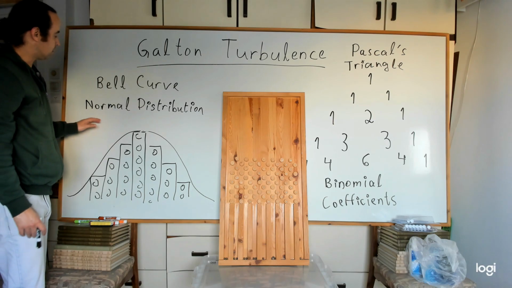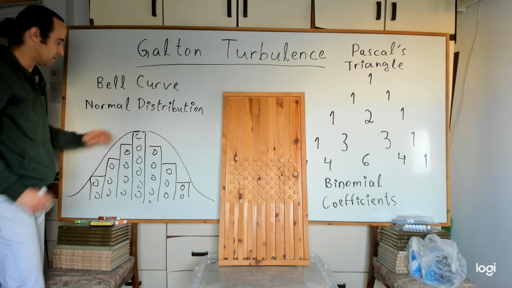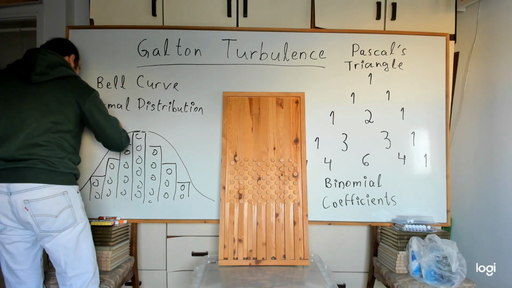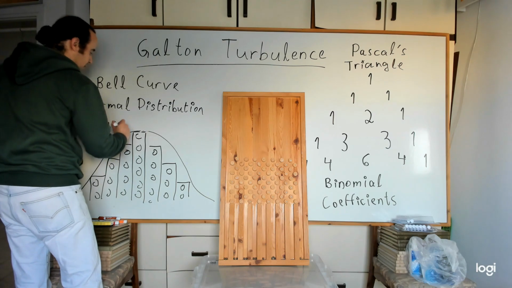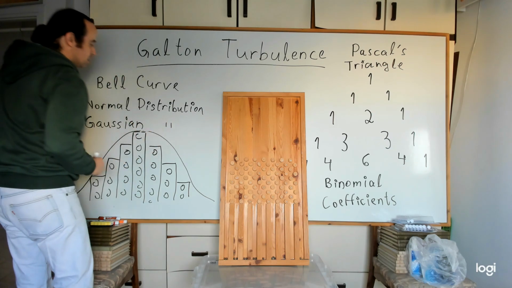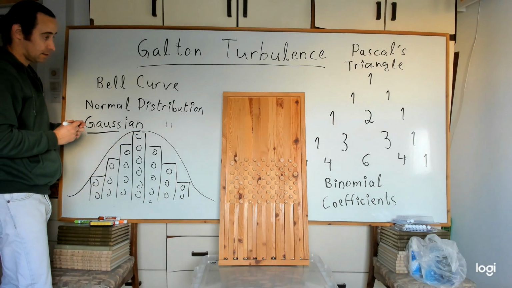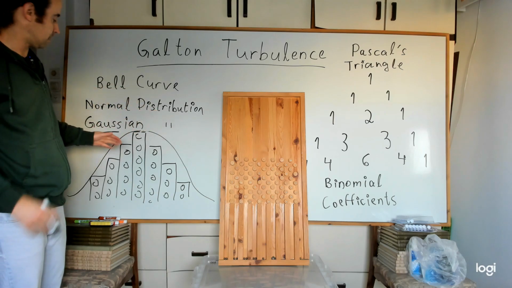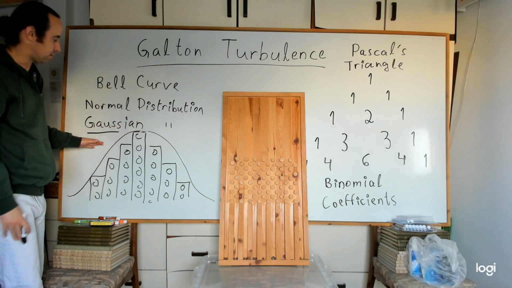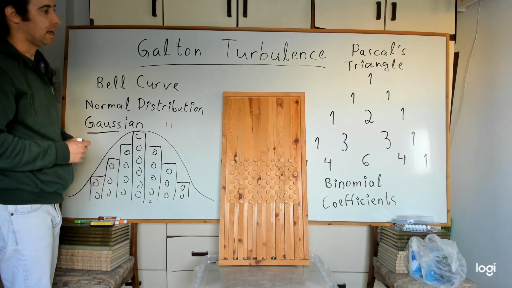Okay, so this is normal distribution, and it's also called a Gauss distribution or Gaussian distribution, which is named after Gauss. Okay, the prince of the mathematicians, probably the best mathematician ever, or at least one of the top three.